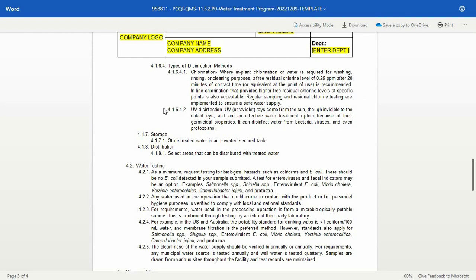And 2. UV disinfection. Ultraviolet rays come from the sun, though invisible to the naked eye, and are an effective water treatment option because of their germicidal properties. It can disinfect water from bacteria, viruses, and even protozoans.